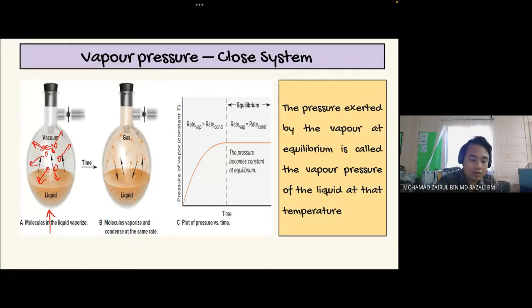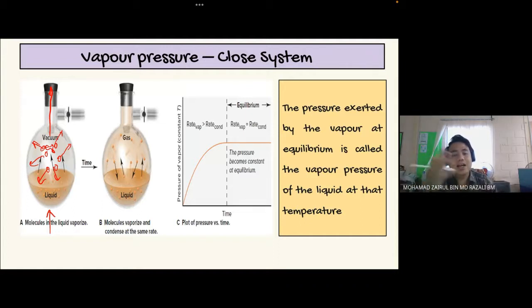So sekarang ni gas particle tak boleh escape sebab ni tertutup. Dia tak boleh escape. So apa yang dia boleh buat, dia berlanggar dengan diri dia, berlanggar dengan container. So dia berlanggar dengan wall container, dia hasilkan pressure. Pressure yang dihasilkan itu we call the vapor pressure, ataupun sometimes people call it as a gas pressure. Okay, we call it as a gas pressure.